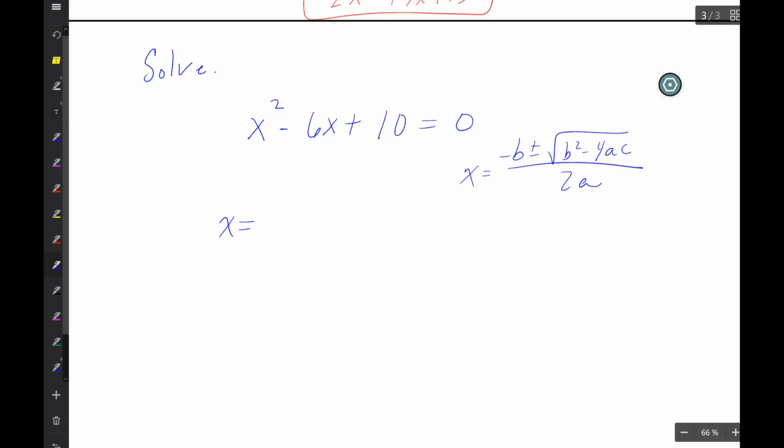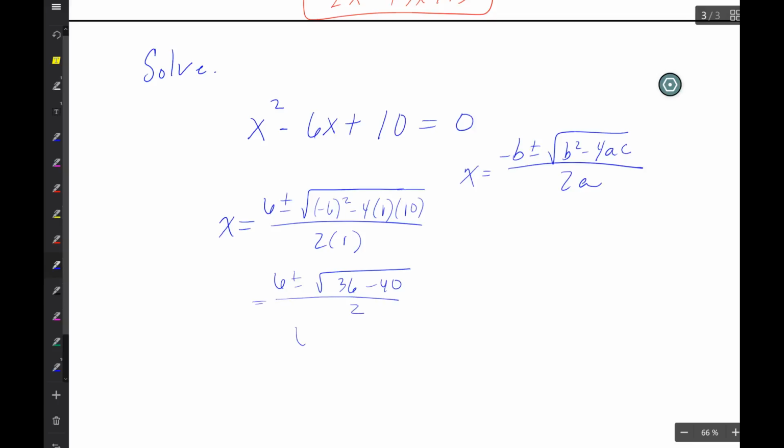All right. So we know how to do this, opposite of b, so what would b be? That's 6. 6 plus or minus square root of, yep, negative 6 squared minus 4 times a times c all over 2 times a. What's negative 6 squared? 36. What's negative 4 times 10? Negative 40, all over 2. So that's 6 plus or minus square root of negative 4 over 2.